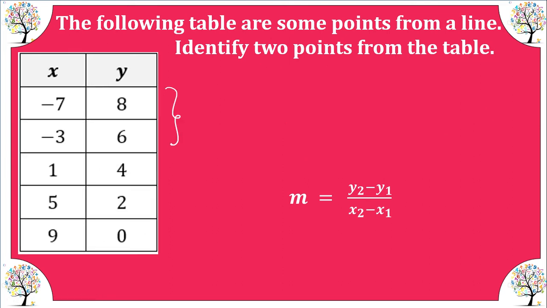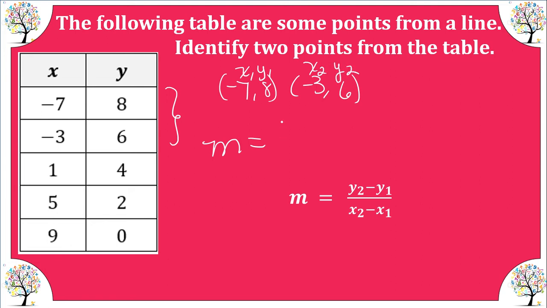Okay, let's pick these two. We have -7, 8 and -3, 6. We have the change of the y's, 6 minus 8, and the change of the x's, -3 minus -7. So keep, change, change, -2 over keep, change, change. That's going to be +4. So we have, and we're going to simplify, -1/2.